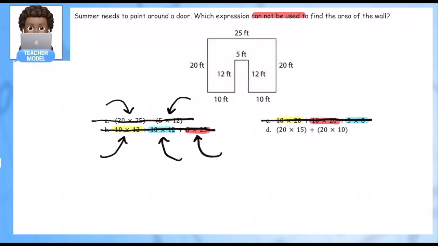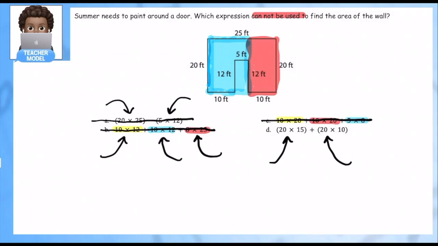Just by process of elimination, we're pretty sure this one cannot be used to find area. But let's go through it either way and see what the parts are. The first one is 20 by 15. Where can we possibly get 20 by 15? Okay, I see a 20. Here's 20, and here's 10. And if we added 5 more, this would be 15. So that definitely covers the door. And then we're adding 20 times 10. So here's 20 and here's 10.